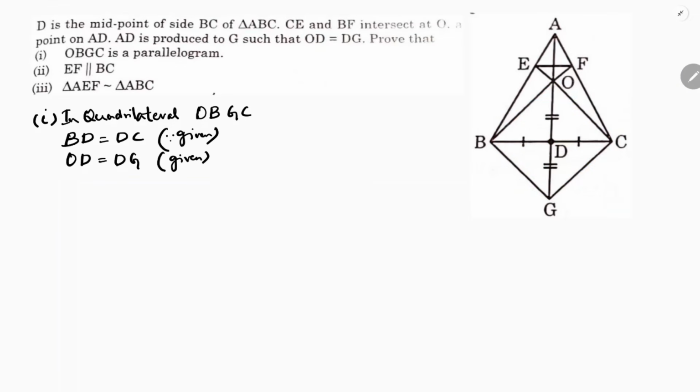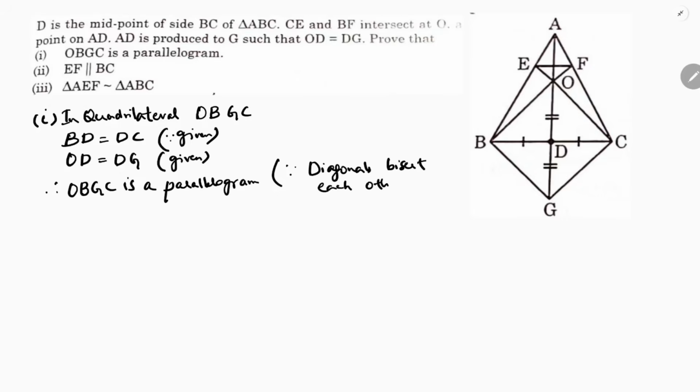Therefore, OBGC is a parallelogram, because the reason is diagonals bisect each other. Diagonals bisect each other, therefore it is a parallelogram.